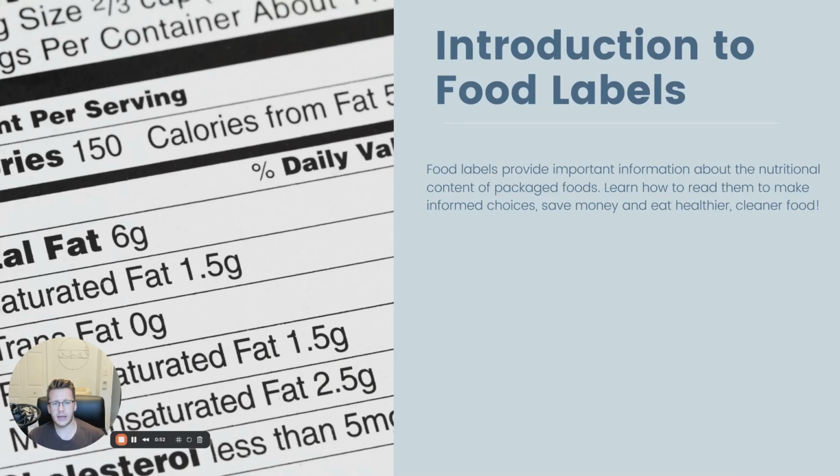So really, the purpose of a food label, right? It provides you information around the nutritional content of the food that you're eating. It also includes the ingredients, what actually makes up the food. And so if you can learn what you're reading and what you're eating, you're going to be able to make an informed choice. You're going to be able to save money and eat much cleaner so you can hit your goals and enjoy the food that you're eating.